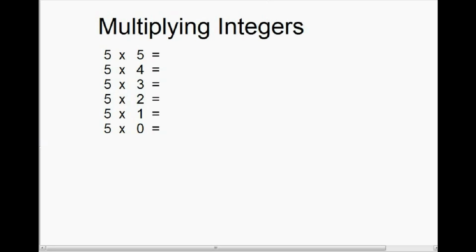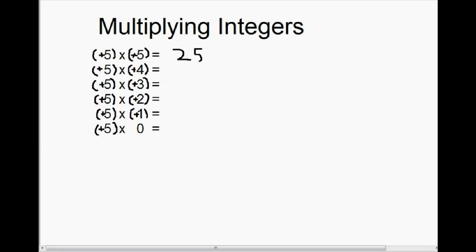So here I've started writing out the 5 times tables. Because there's no symbol to the left of the number, we can assume that all of these values are positive values. And we know that the answer to 5 times 5 is 25. Usually we don't say the sign, but since there is no sign in front of it, we assume it's a positive. It's a positive 25. And so that means 5 times 4 would be positive 20.